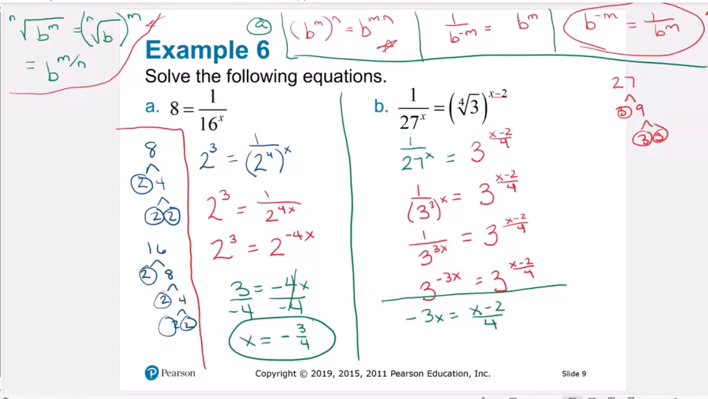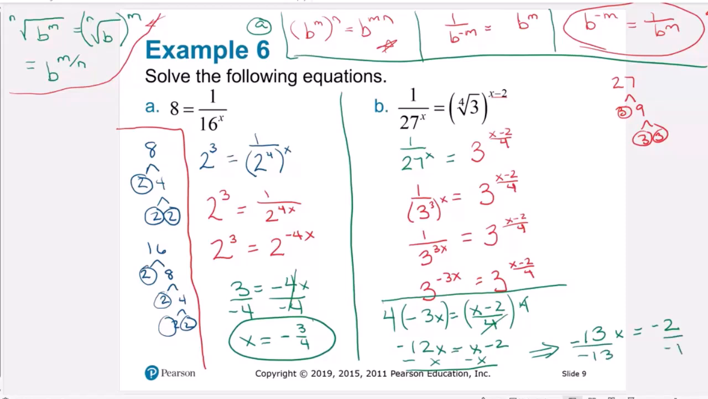And I want to solve for x. Now it's just some simple algebra. I'm going to multiply both sides by 4. That gets rid of my denominator over here. And I get negative 12x equals x minus 2. I subtract x from both sides, and I get negative 13x is equal to negative 2. And I divide both sides by negative 13. This cancels. And my final answer is x equals positive 2/13.